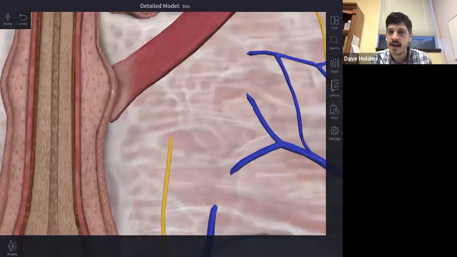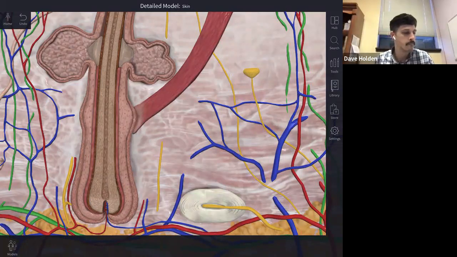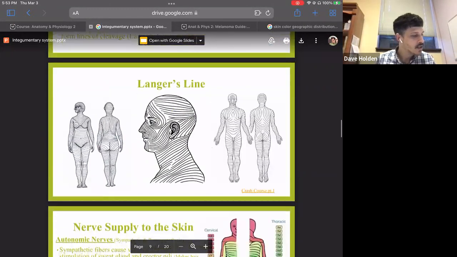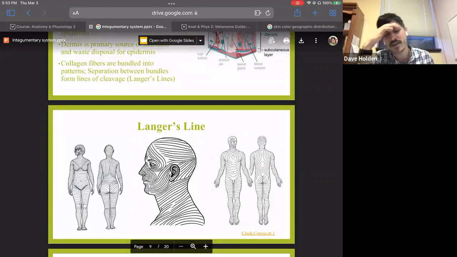Look at that texture. You see those lines and wrinkles? That's what we're talking about here. Just these kind of lines that kind of go all, woo. Lines of cleavage. So these Langer's lines, oh, I don't even know what this is. Langer's line, this looks almost like dermatomes.